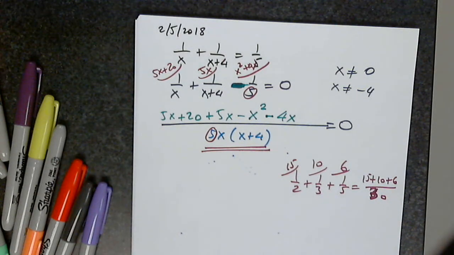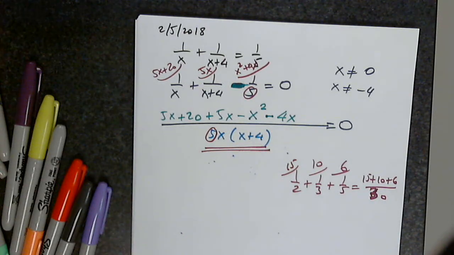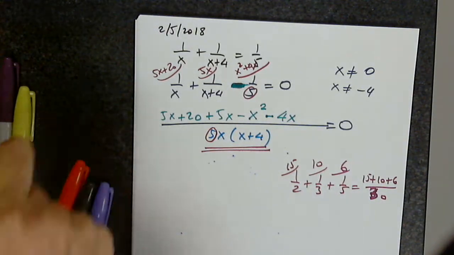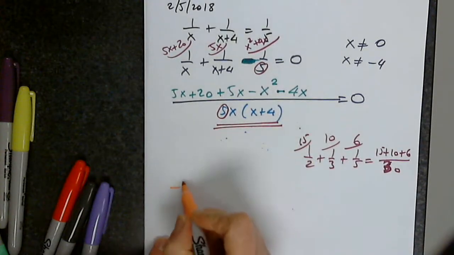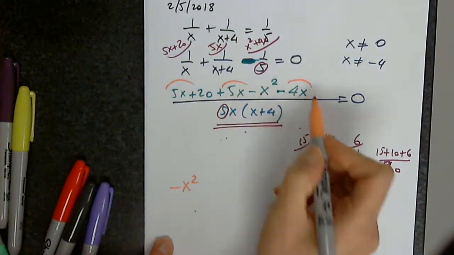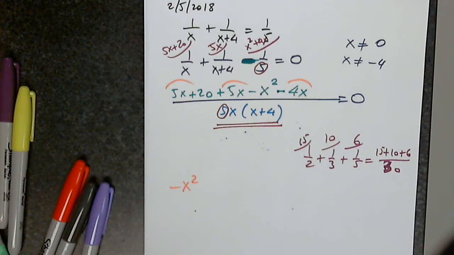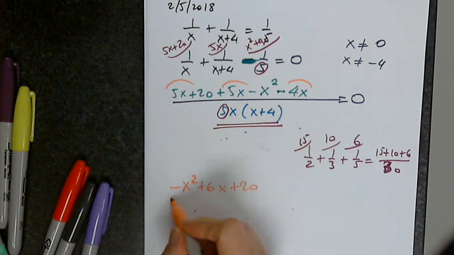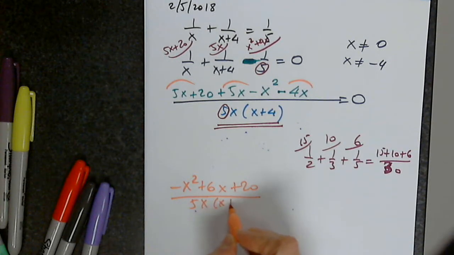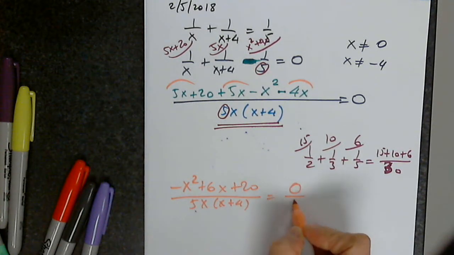Are we together? Yes? I don't want to lose anyone. Are we okay with this? Okay. Now, the next step would be to combine like terms at the top and arrange everything in descending order, right? So I have the negative x squared, and then I have these three terms. 10 minus 4 is 6. So plus 6x, and then plus 20, divided by 5x, x plus 4 equals 0 over 1.